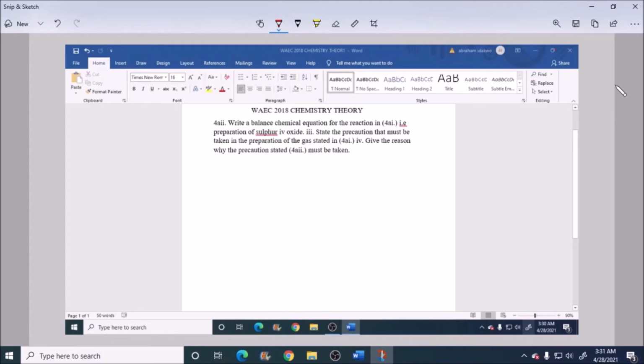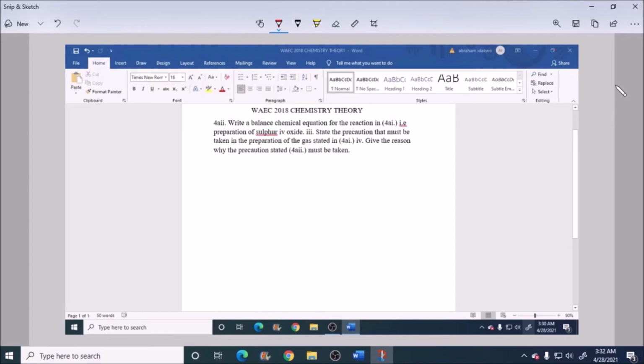Now to the first question, we have to write a balanced chemical equation for the reaction in 4a Roman figure 1, that is preparation of sulfur 4 oxide. Now the balanced equation is that we have 1 mole of sodium sulfite, that is Na2SO3, reacted with 2 mole of hydrochloric acid, giving 2 mole of sodium chloride plus 1 mole of water plus 1 mole of sulfur 4 oxide, which is SO2.